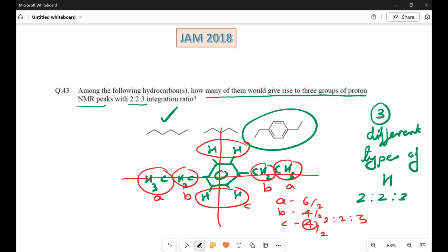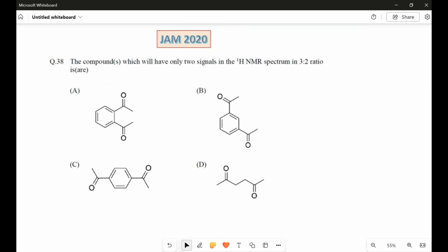So what we have found: first molecule is right, second molecule is wrong, third molecule is right. So, among the following hydrocarbons, how many of them... the answer is 2. JAM 2020: the compounds which will have only 2 signals in proton NMR in the ratio of 3 is to 2. Don't think that they're confusing it. There's nothing to confuse. Very simple problems. Just try to do them.